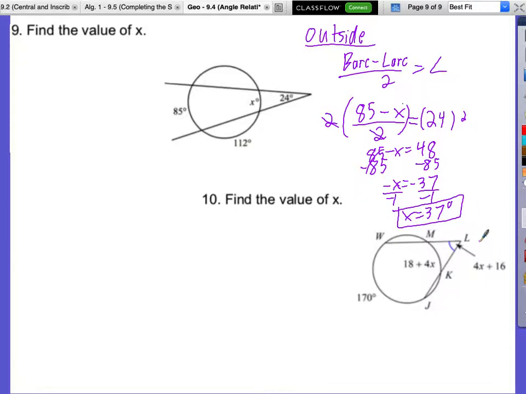This is how I did it. I went 24 and times it by 2, so it'd be 48. But when I did 48, I was like, 48 subtract 85. Wait, it was 85 subtract 48. And then I got 37. But that only worked for that problem.